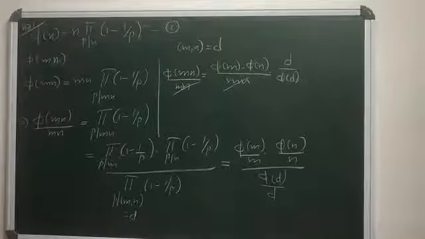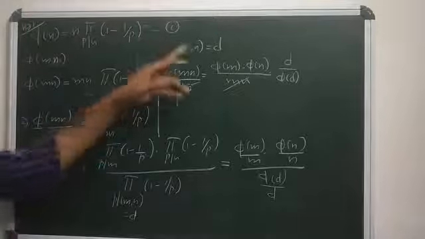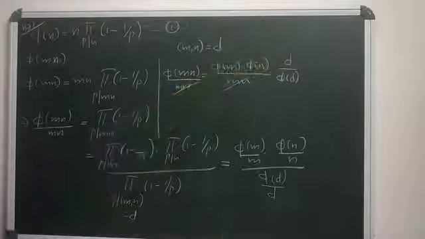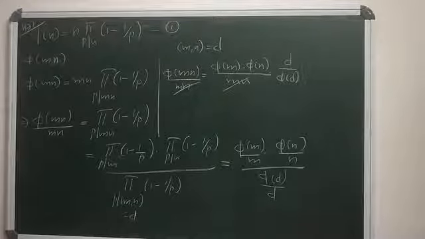So, if m and n are not relatively prime, then we get a new result: phi of m into n equals phi of m into phi of n into d by phi of d, where d is the GCD of m and n. This is an interesting result, and it can be proved using these arguments. Okay, thank you.